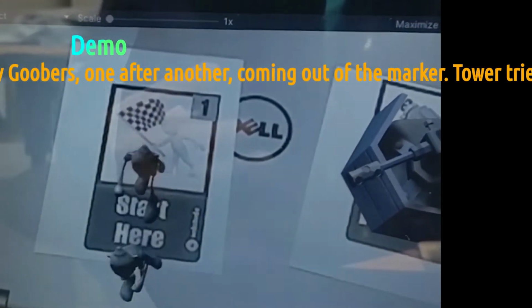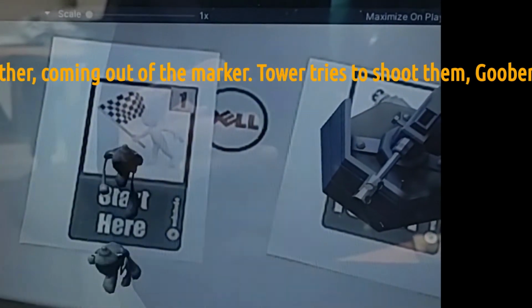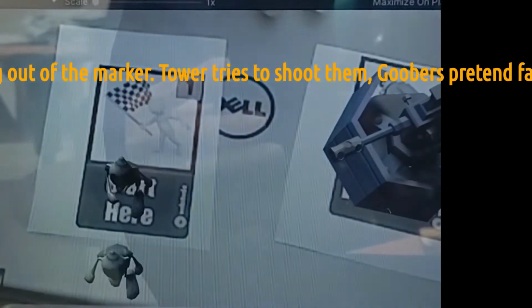Wow, so many Goobers, one after another, coming out of a marker. Tower tries to shoot them, and Goobers pretend to fall down.